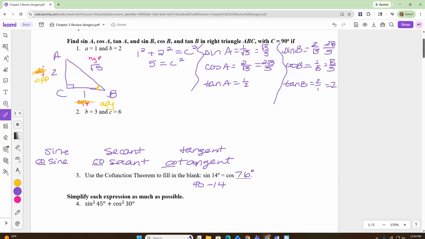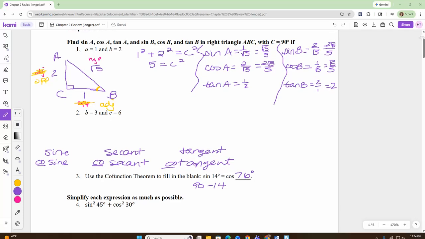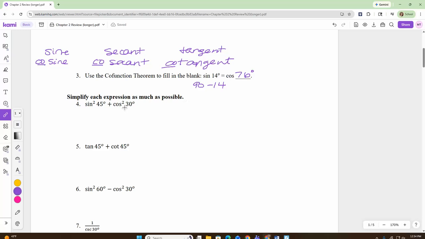All right, question number 4. I'm asking you to simplify these. So on the test, I would be checking for all of your exact values. When you see sine squared of 45 degrees, that means you're going to take the sine of 45 degrees and square it. I expect exact values, no decimals here. What is the sine of 45 degrees? How do we know that? The hand trick. Sine of 45, radical 2 over 2.